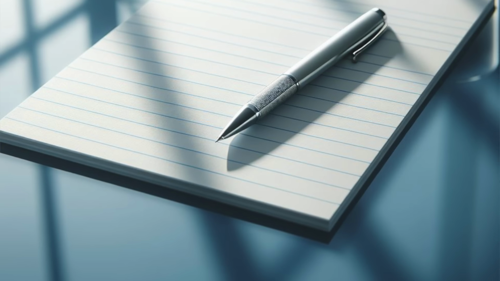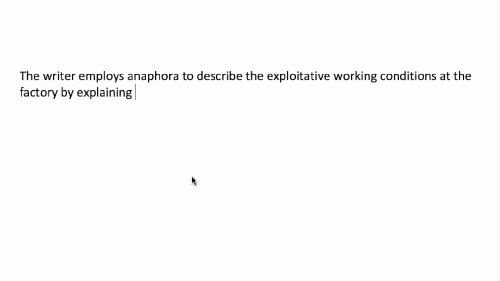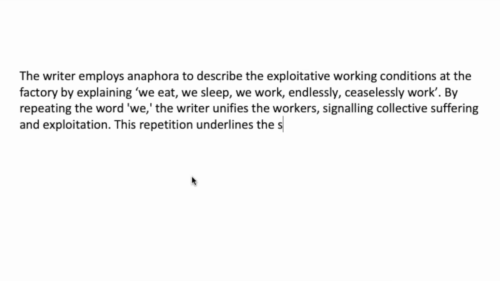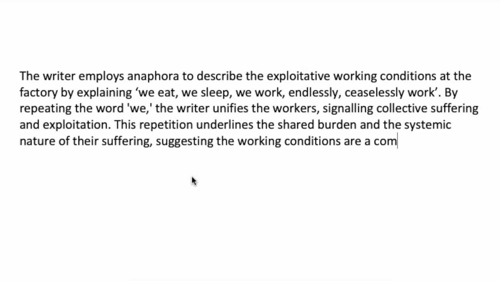We'll finish with one sample paragraph, but you can see a full answer written in timed conditions in my English language guide. The writer employs anaphora to describe the exploitative working conditions at the factory by explaining we eat, we sleep, we work, endlessly, ceaselessly work. By repeating the word we, the writer unifies the workers, signalling collective suffering and exploitation. This repetition underlines the shared burden and the systemic nature of their suffering, suggesting the working conditions are a communal rather than individual challenge. So what I've done in this paragraph is I've linked the methods to the question about working conditions, analysing their effect.